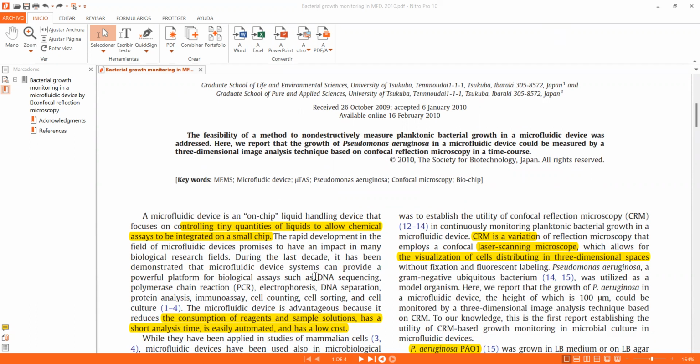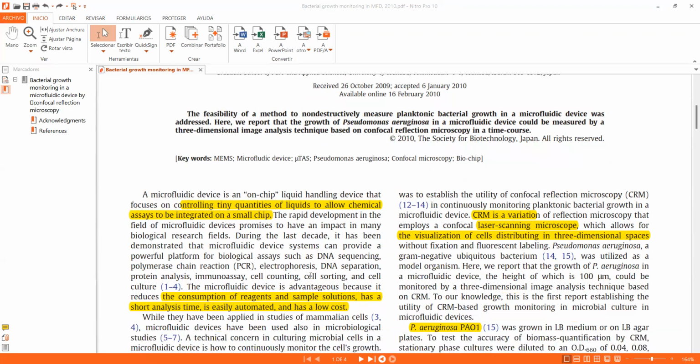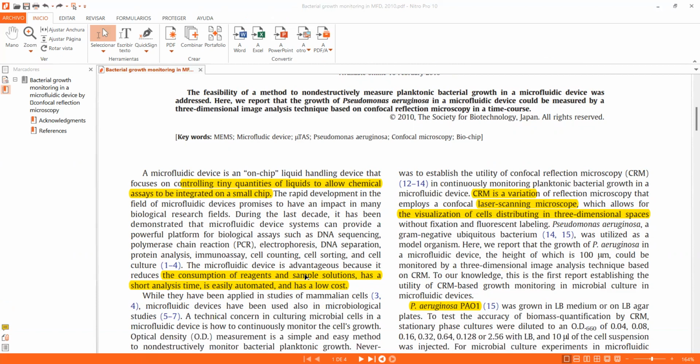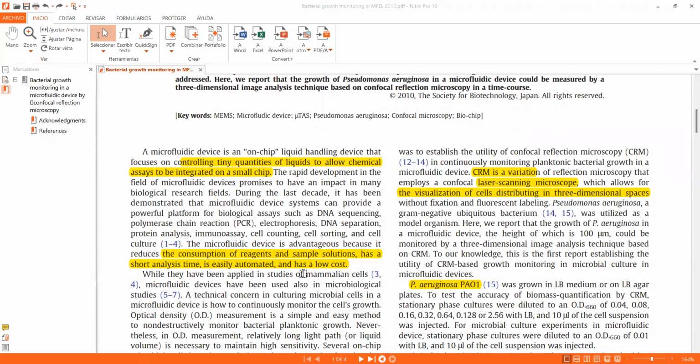It is a liquid handling device that focuses on controlling tiny quantities of liquids to allow chemical assays to be integrated on a small chip. The advantage of this kind of device is that it reduces the consumption of reagents and sample solution, has a short analysis time, is easily automated, and has a low cost. These are all advantages for replacing the conventional techniques for analysis.